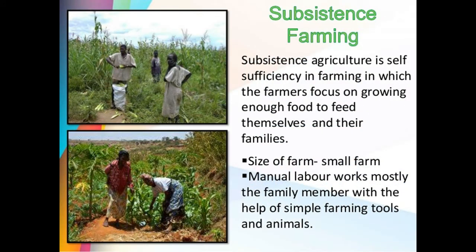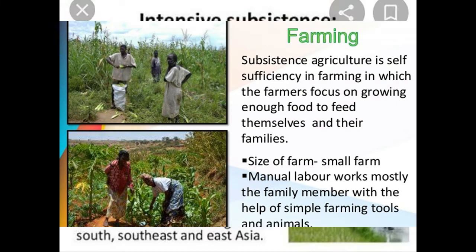Subsistence agriculture is self-sufficient farming, in which the farmers focus on growing enough food to feed themselves and their families. The size of the farm is small. Manual labor works mostly with the family members with the help of simple farming tools and animals.